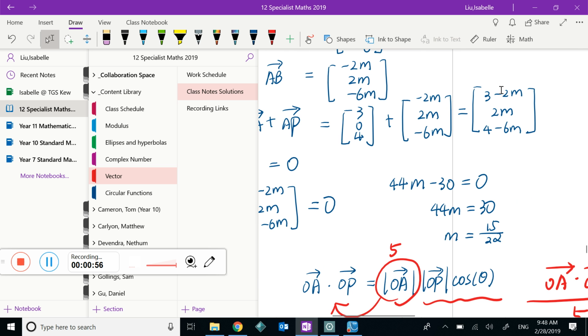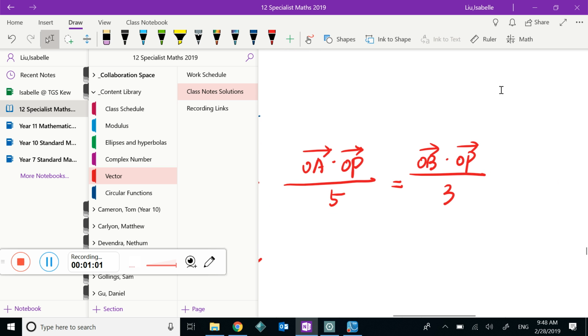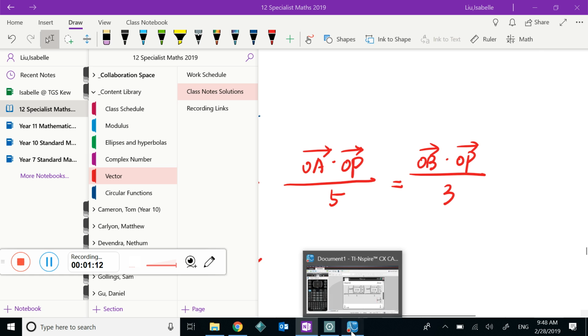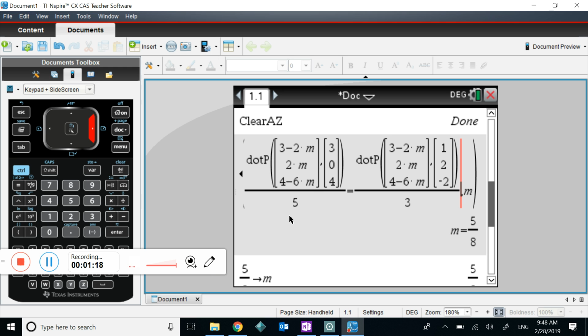It's only the value of M that will change, to give you different things. So you're basically trying to solve this equation. So your dot product of OA and OP over 5 equals the dot product of OP and OB divided by 3. So what I have done is just put this into the calculator: dot product of OP times OA divided by 5 equals the dot product of OP times OB divided by 3, and I'm trying to solve for M. That's all I want to do. So I'm trying to solve for M, and that gets solved. M equals 5 over 8.